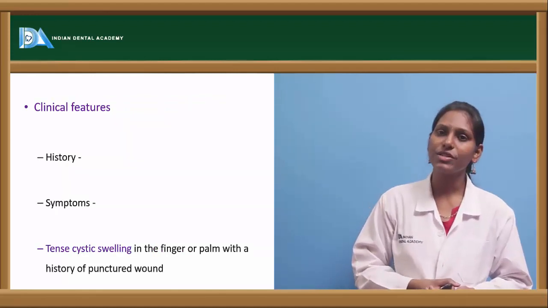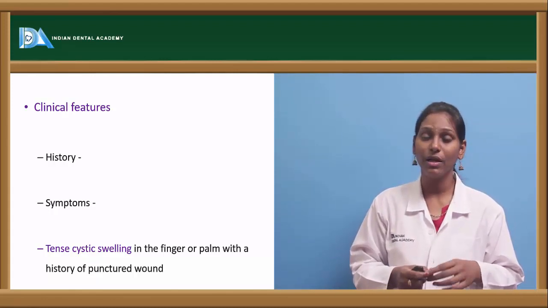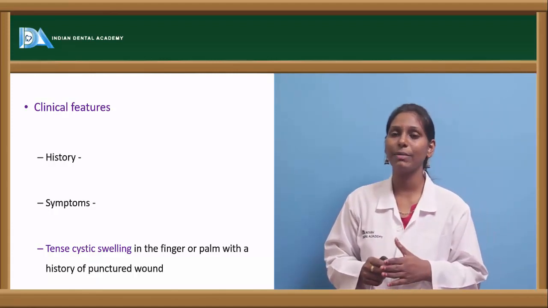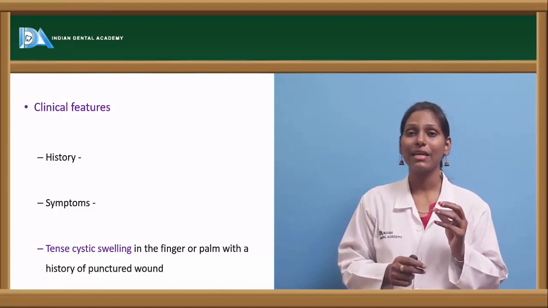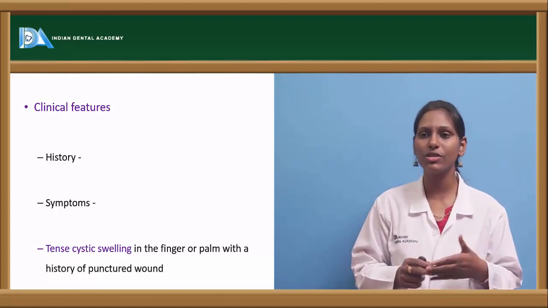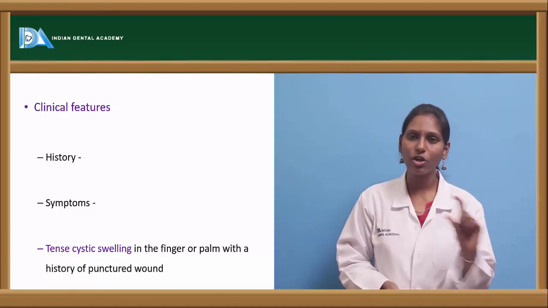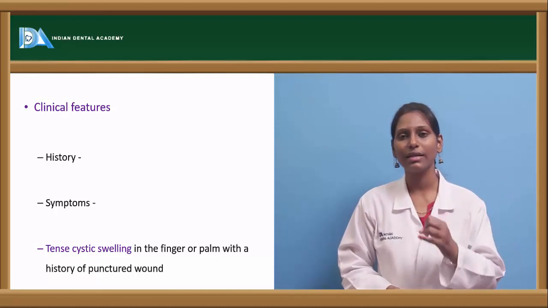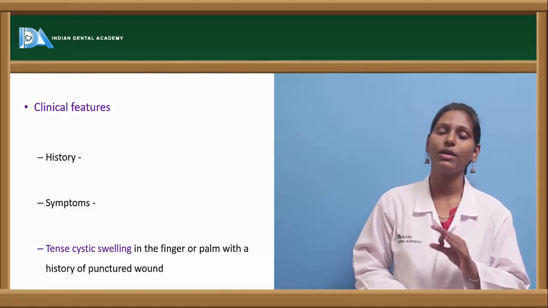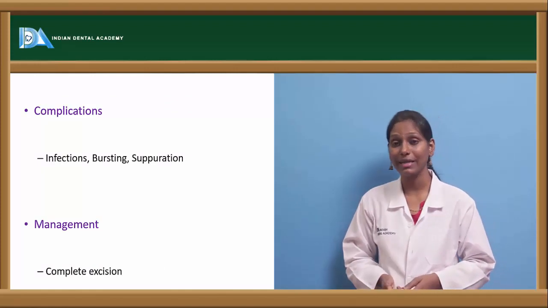Now coming to clinical features, as I said, history of any prick or trauma, and the symptoms are usually a slightly painful swelling. It is not completely painless as in your sequestration dermoid. It is slightly painful and smaller in size, and it is actually a tense cystic swelling. Because of this tense cystic swelling, pain is usually produced, usually seen on the finger or palm with a history of punctured wound. The pathognomonic single line for this is tense cystic swelling on the finger or palm with a history of punctured wound. This single line explains completely about your implantation dermoid.